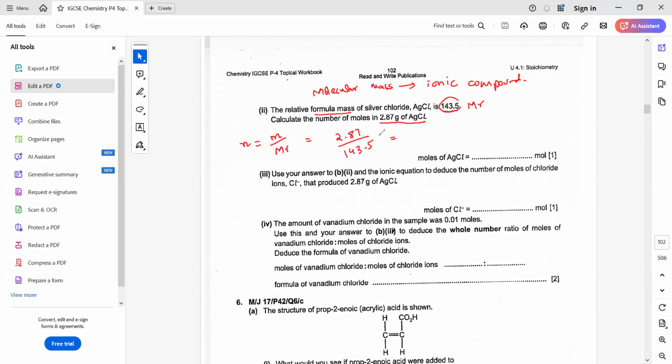Yes, sir. That's nice. Good to hear finally. This is 0.02 moles. Now they say, no, ionic equation we have not done, so we can skip this part. We can move towards another question. Let me save this. Let's move ahead.